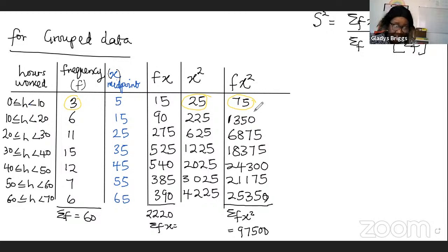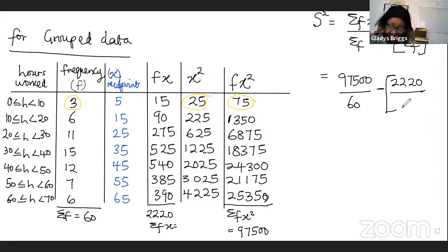Write this down. Now it's time to come to our calculation. Okay, sigma f times x squared is 97500 over sigma f is 60, minus sigma f times x is 2220 over sigma f is 60, and all of these squared. So let's get your answers, guys, for this one.